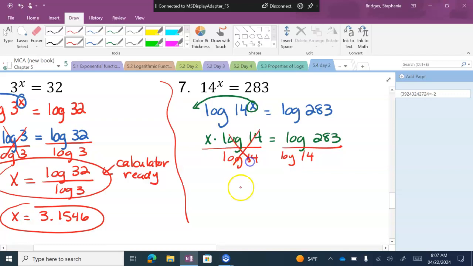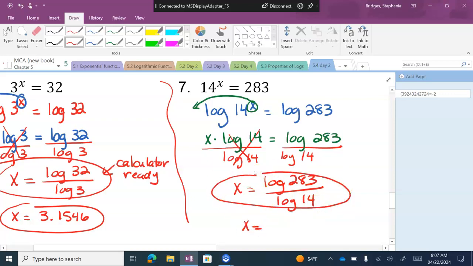So calculator ready is going to be log of 283 divided by the log of 14. So that's one part of my answer. And then in my calculator, to 4 decimal places, I get 2.1392.